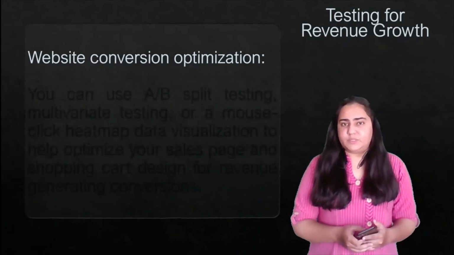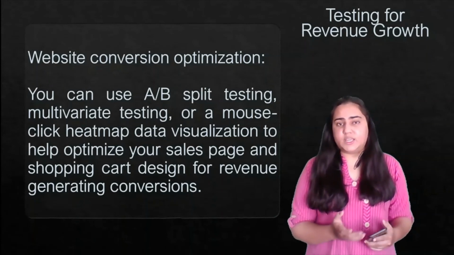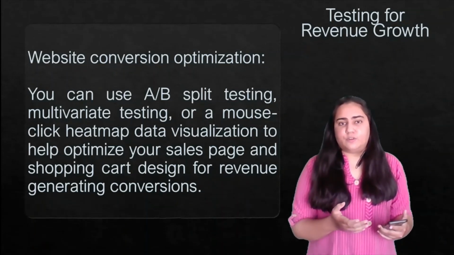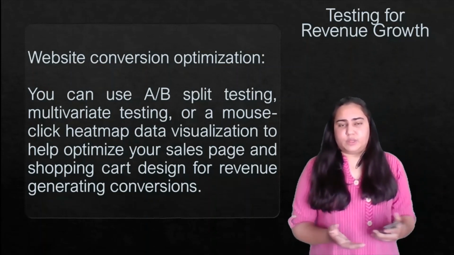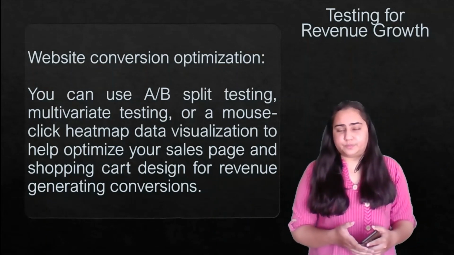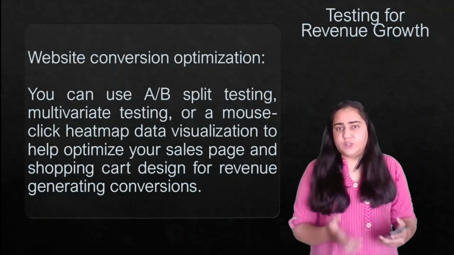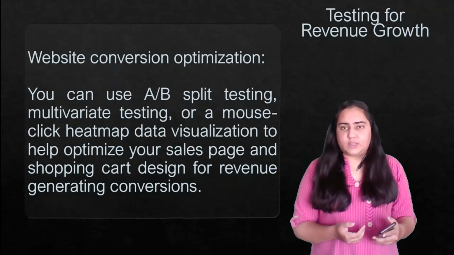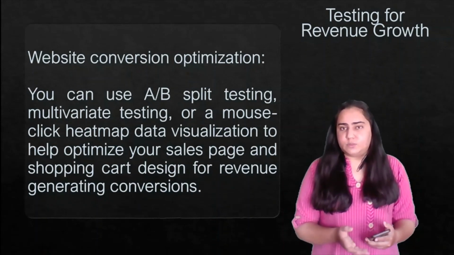So, number one is website conversion optimization. You can use A/B split testing, multivariate testing, or mouse click heat map data visualization to help optimize your sales page and shopping cart design for revenue generating conversions. So, probably we tend to overlook this, but sometimes just the design of your shopping cart, maybe the logo or the way your shopping cart is accessed, might actually increase or decrease revenue for you. So you'd have to test multiple designs of the shopping cart in order to understand if a certain design is doing better than other designs. So that is called website conversion optimization, where you can test for revenue growth.